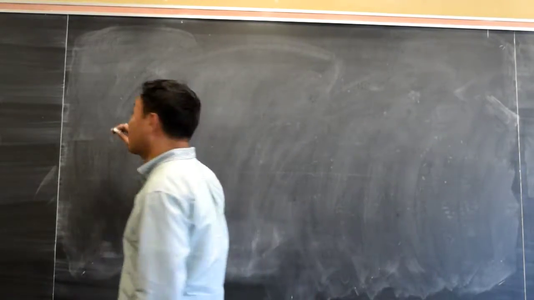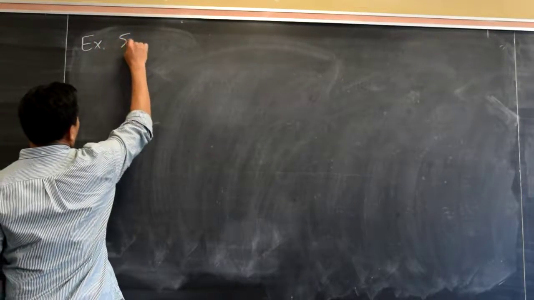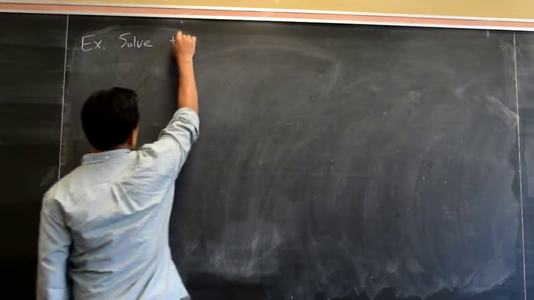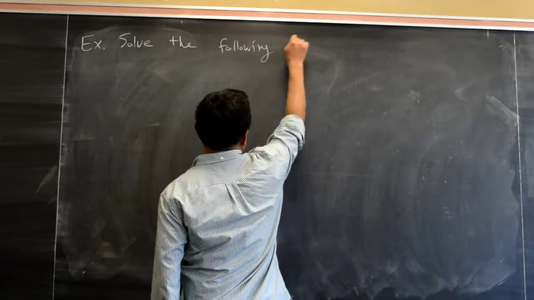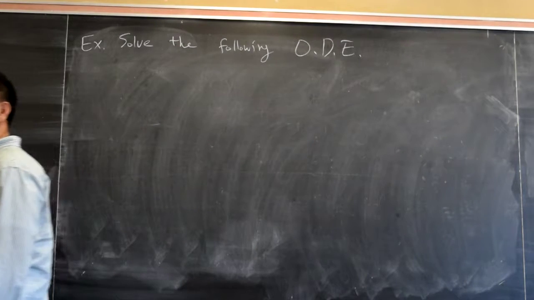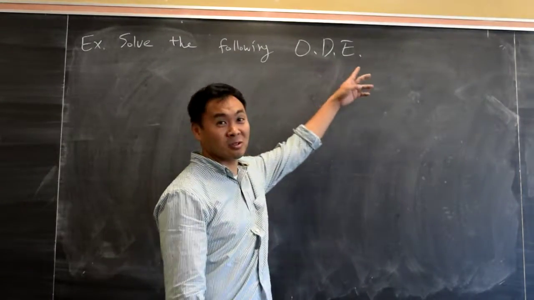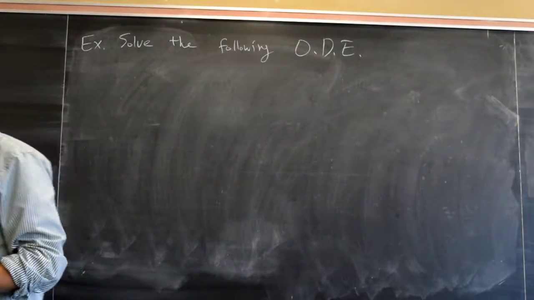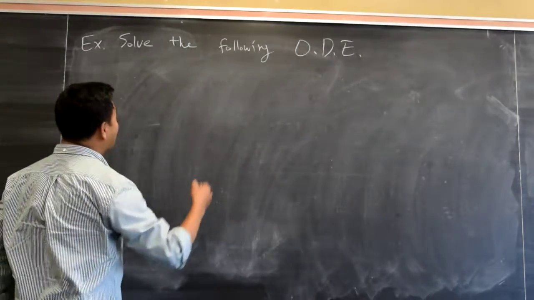All right, so here are some examples. Example: solve the following ODE. ODE means ordinary differential equation. Ordinary means it's easy stuff, not hard. The harder ones will be PDE, partial differential equations, where you deal with partial differentiation. Okay, so that's what that ODE means.